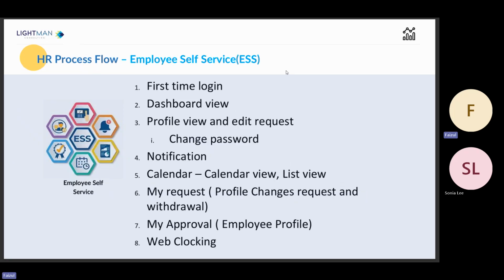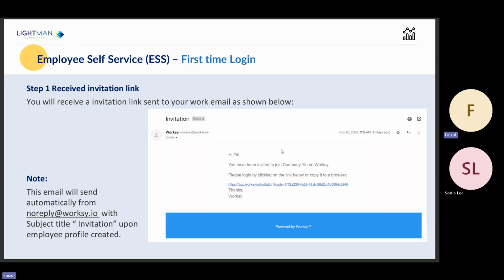Right, so before we start, first of all, this is for the HR process flow, which is employee self-service. Alright, so first time login, second dashboard view, third is profile view and edit request, change the password, notification, calendar view or list view, my request, profile change request and withdraw, my approval, employee profile and web logging.